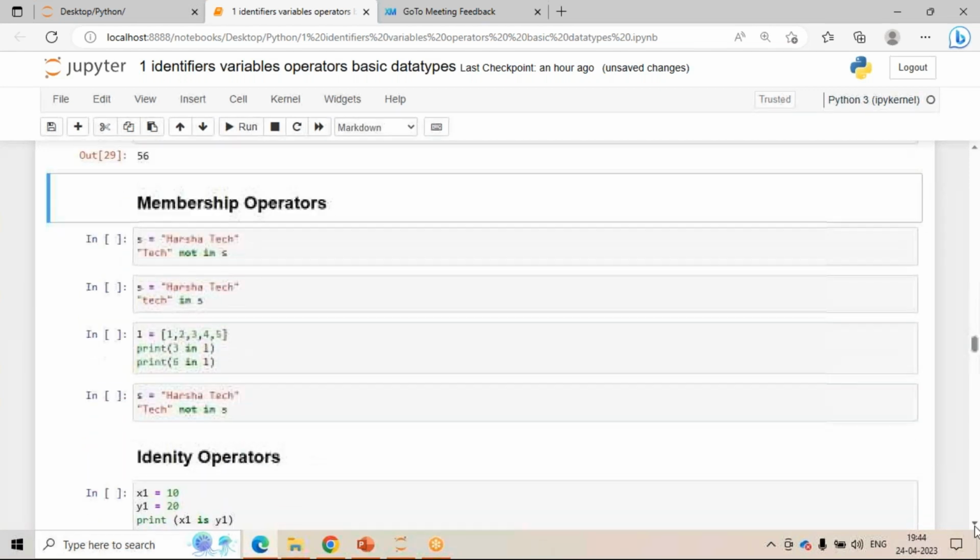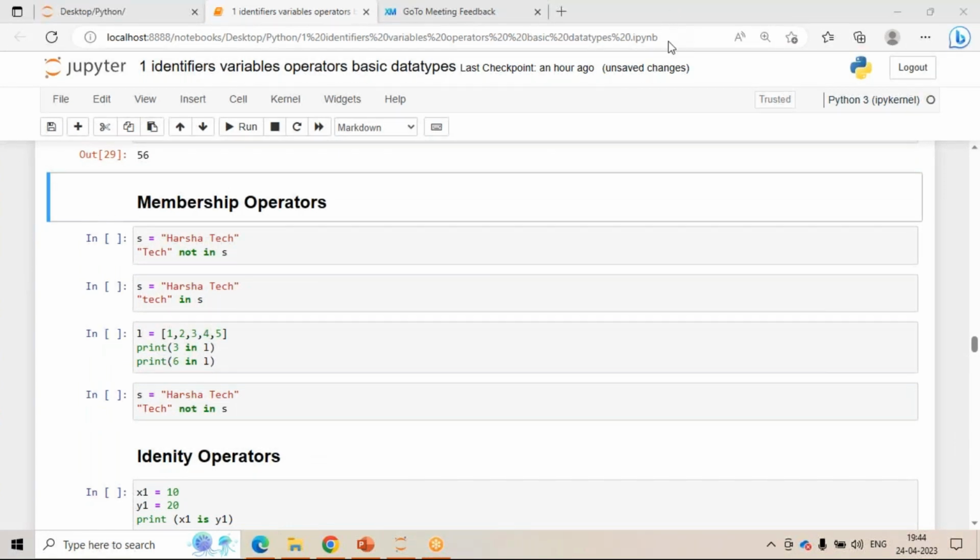Then look here, membership operations. Now I'm discussing a simple example. I'm taking Harsha Technologies. It is called a string, which is a group of characters. Now I'm asking, look here: is Tech a part of this string? Tech is a substring. Is it a part of this string? Please respond.